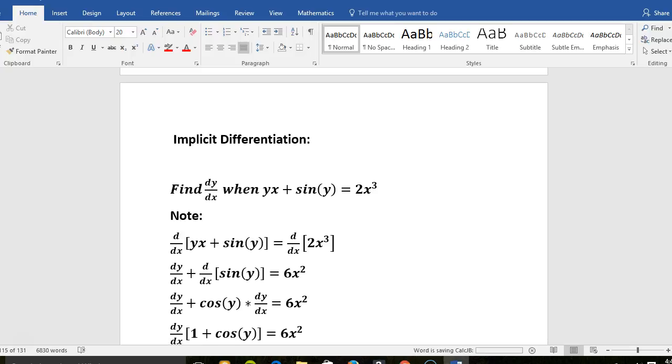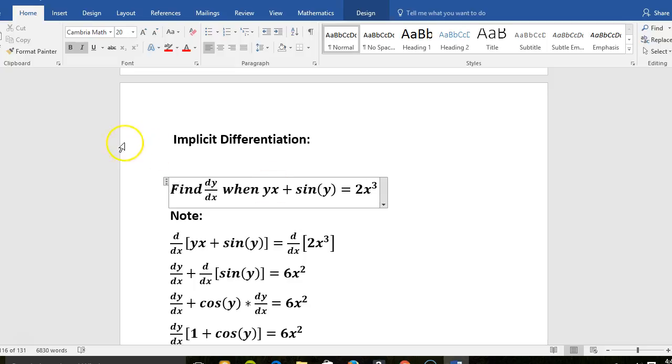Let me introduce you real quick to implicit differentiation, and I'll have this whole file where you can download it and all that, to look at. But now let's say that things are mingled together, and let's say y's and x's are not so separate and nice. And let's say that y is dependent on x, and let's find dy by dx when yx plus sine y equals 2x cubed. Notice, guys, this time we can't really separate x's and y's.